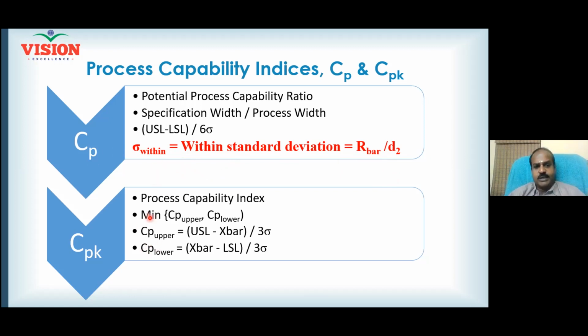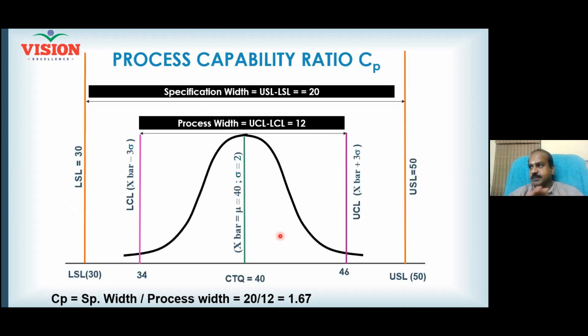And coming to the process capability index, the formula is the minimum of CP upper and CP lower. So what is CP upper? USL minus X bar divided by 3 sigma. What is CP lower? X bar minus LSL divided by 3 sigma. You don't have to remember this formula because when you slightly visualize it, it will be very easy for you to remember.